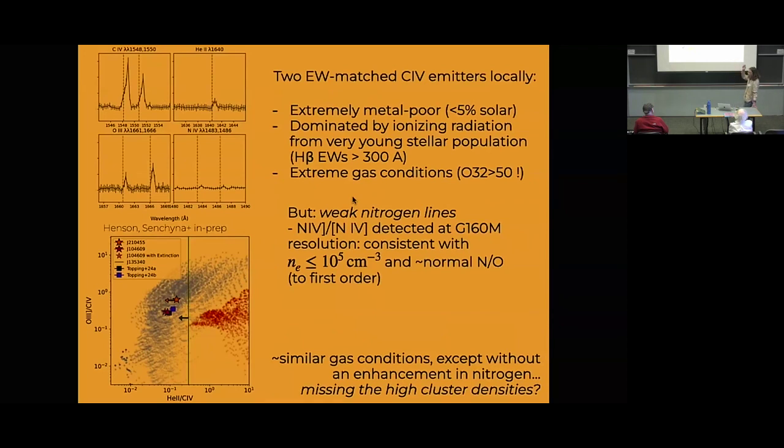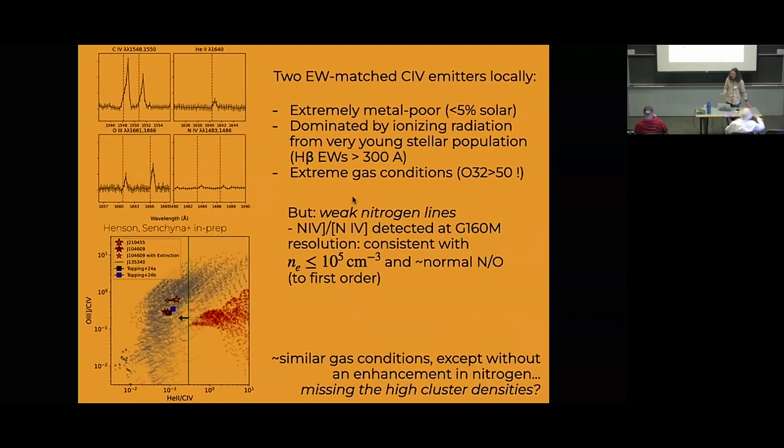But interestingly, they have weak nitrogen lines. So we actually do detect nitrogen 4 in both. In Isatov's source, the spectrum is too low resolution to really do a deconvolution of the two components. But in our G160M spectrum, apologies, it's very hard to see here, but we do actually detect both components. Signal to noise is not super high, and so it's very hard to place a strong constraint on the electron density. But you can say fairly confidently that it's consistent with 10 to the 5, but not higher. Certainly could be lower. The strength of this is to first order consistent with normal nitrogen abundance. So interesting, we're finding systems that have similar gas conditions, similar ionization state, but not this enhancement in nitrogen.